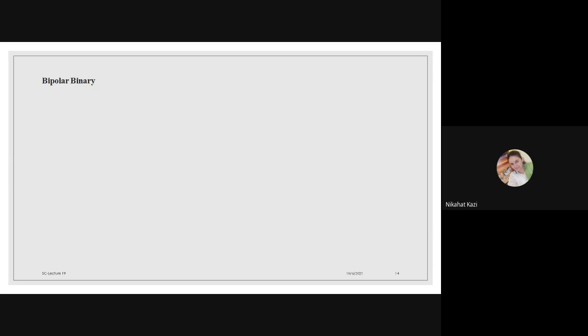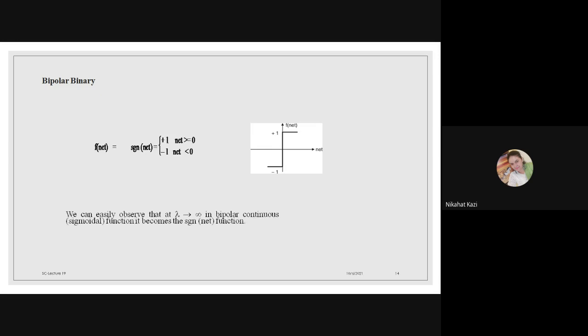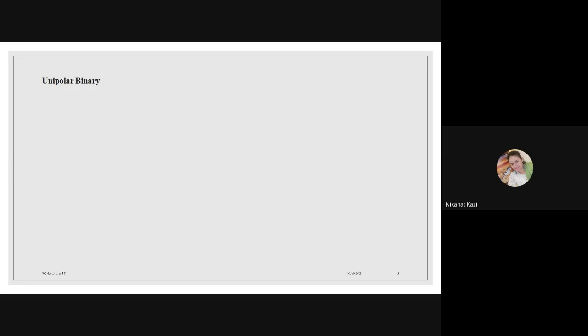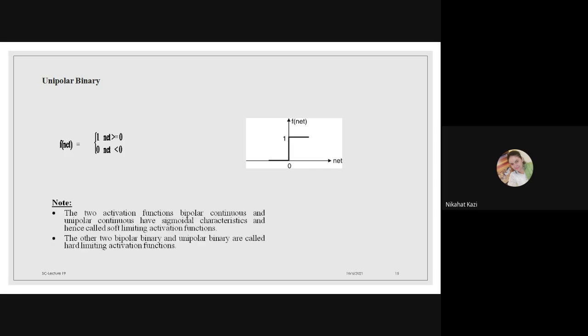In fact, these binary variants you can just derive from these two functions. As lambda tends to infinity, the bipolar continuous becomes the bipolar binary function. Similarly, unipolar binary you can derive from the unipolar sigmoid function.